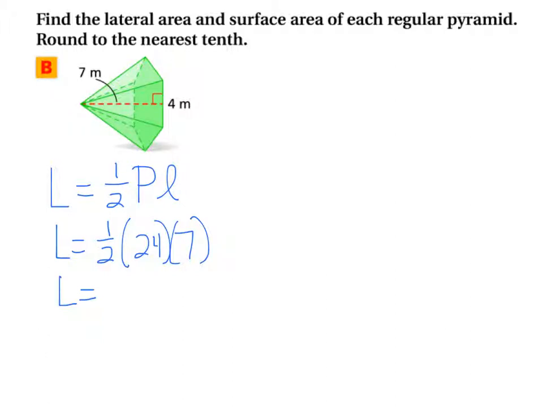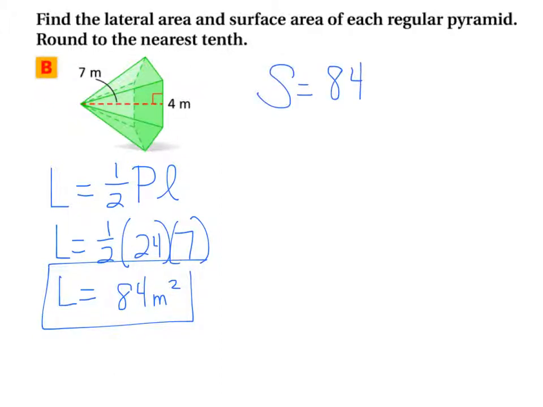So that's going to give me 84 square meters. That's easy. But now we have to find the surface area. And the surface area is the lateral area plus the base area. But the base area is, once again, 1/2 the apothem times the perimeter.